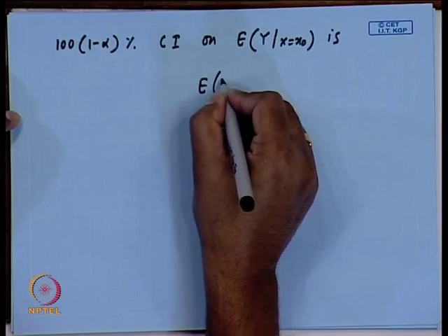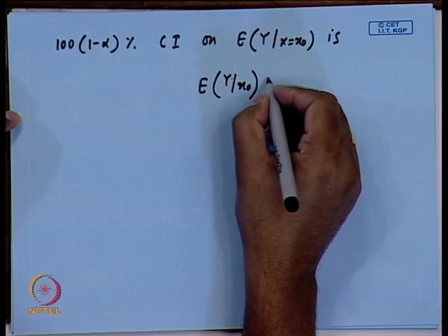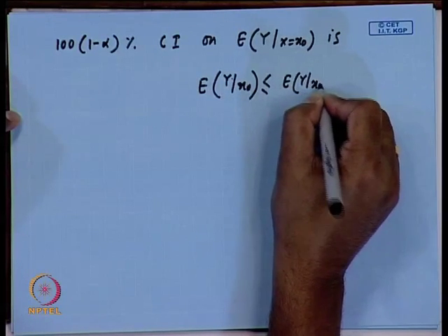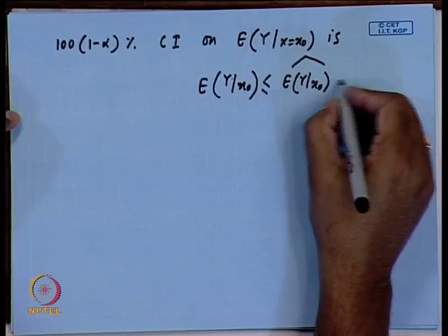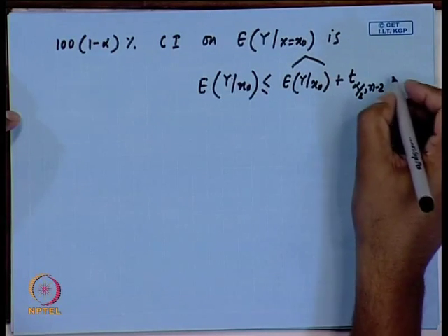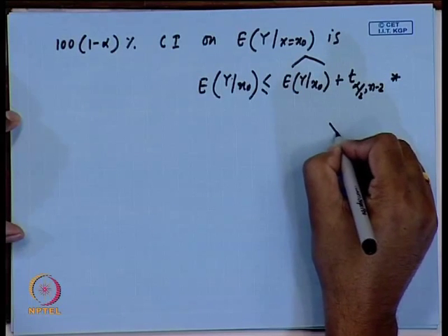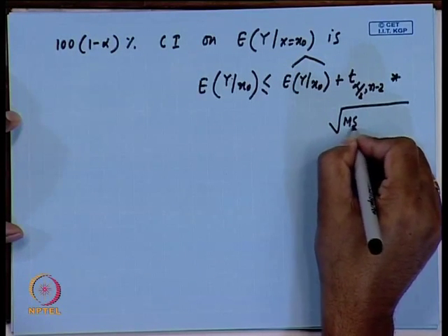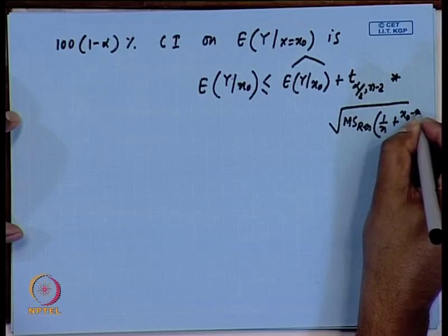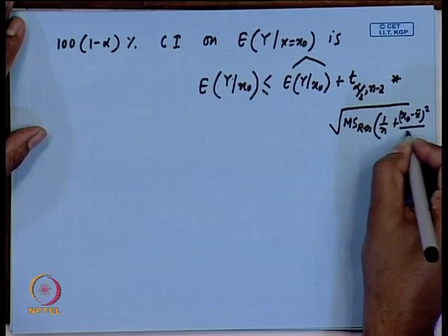E of y given, I am writing just x naught, this is in between E of y given x naught estimator plus t alpha by 2, n minus 2, and then here you have the root of this quantity: MS residual into 1 by n plus (x naught minus x bar) whole square by S xx.